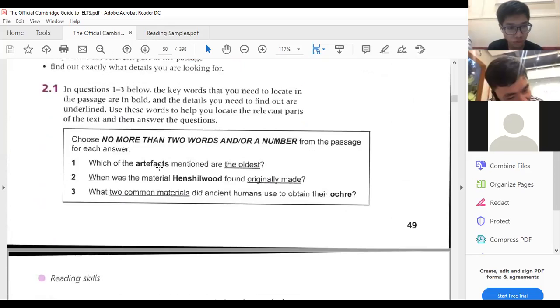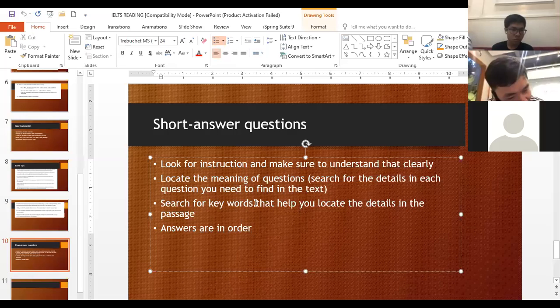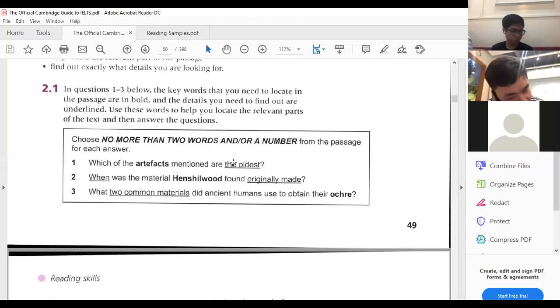Question number 1: which of the artifacts mentioned are the oldest? Remember, the keyword you have to search for in the article is artifacts, and the detail you need to search for is the oldest. So keywords and details are 2 different things. Again, I'll write it down. Keywords are the words that help you find the details that you need to answer in the text, and details are what you need to use to answer the questions.